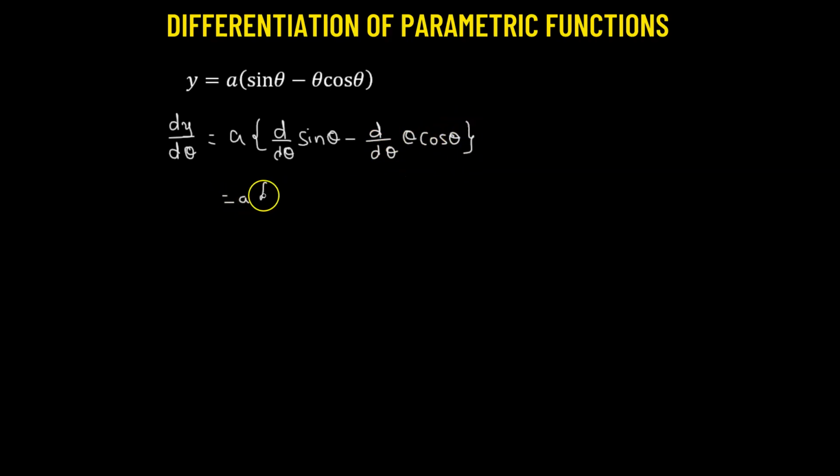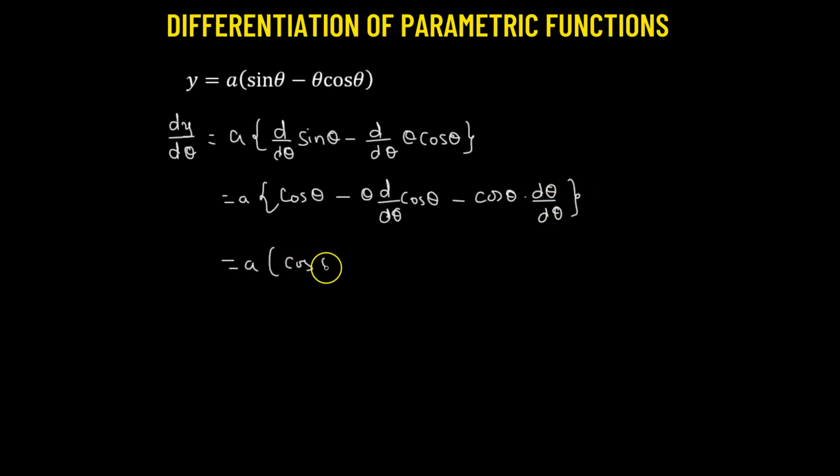That will be a multiplied to the derivative of the sine function, which gives us the cosine function. So we have cosine of theta, and we'll apply the product rule. So we have negative theta times the derivative with respect to theta of cosine theta minus cosine theta multiplied to the derivative of theta with respect to theta. This will be a multiplied to, so we have cosine of theta minus theta times the derivative of the cosine function, which gives us the sine function, but it will be negative, so that means we have positive sine theta minus cosine theta times the derivative of theta with respect to theta, that's 1.